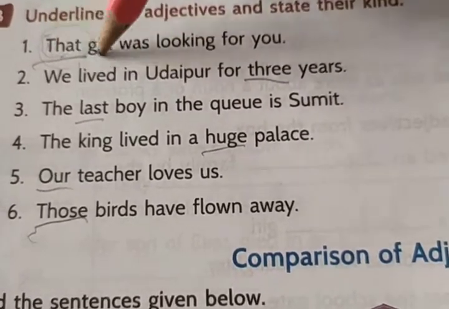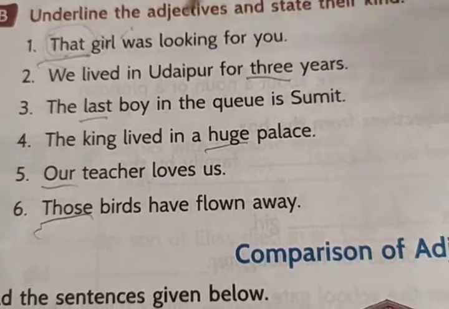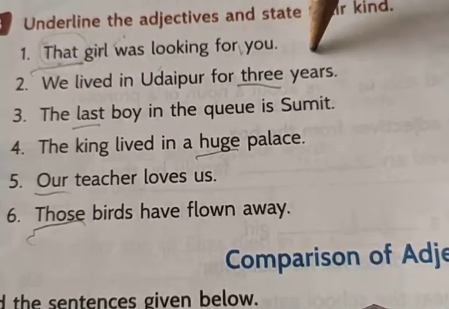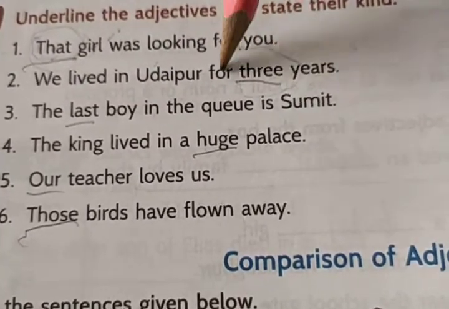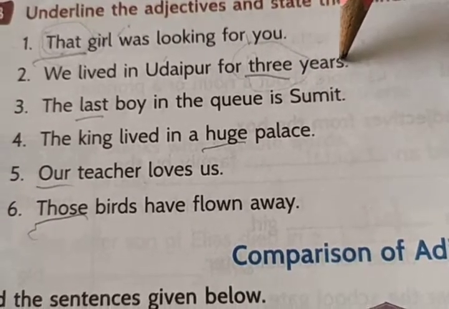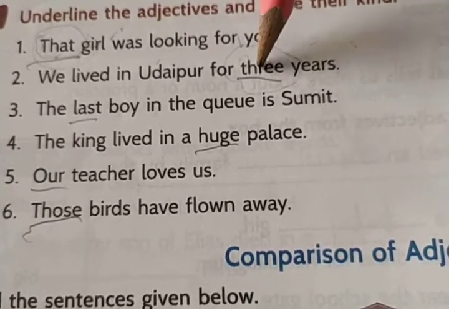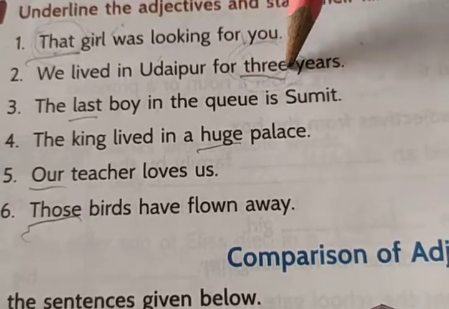Okay, so that will come in demonstrative adjective. All right. We lived in Udaipur for 3 years. We know the exact number, means how many years we have lived there, means 3 years. It means it will come in adjective of number.